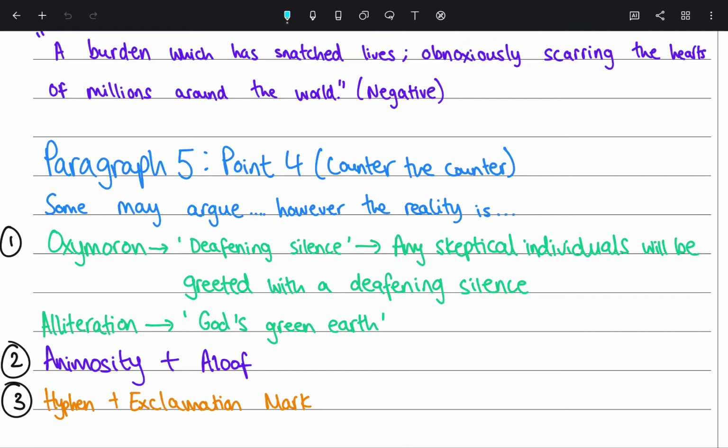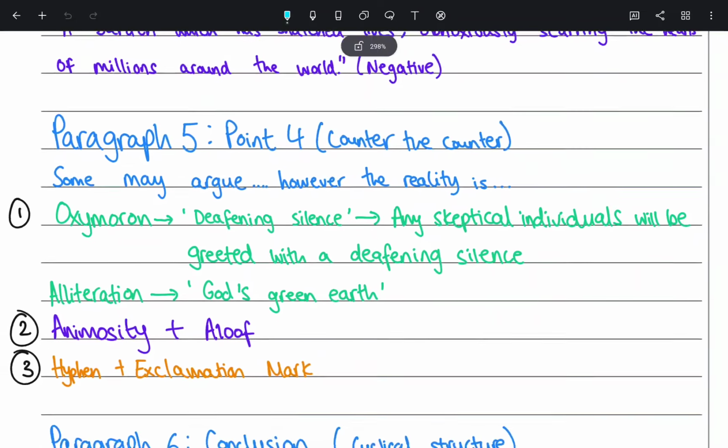Animosity and aloof, too ambitious vocabulary for you to use. Animosity means to show hatred towards someone or something. Aloof is used to describe someone who's unfriendly. And within that paragraph, you can use a hyphen and an exclamation mark.